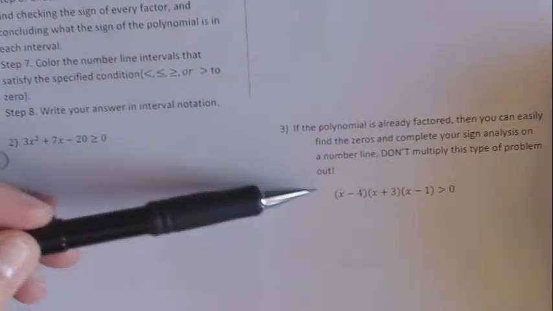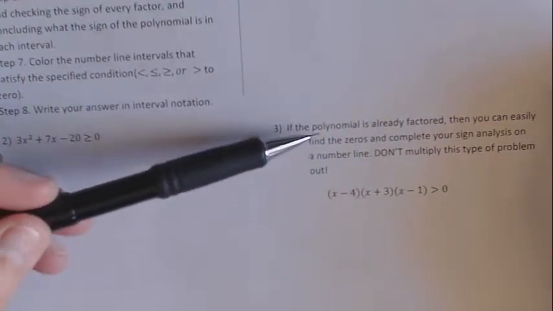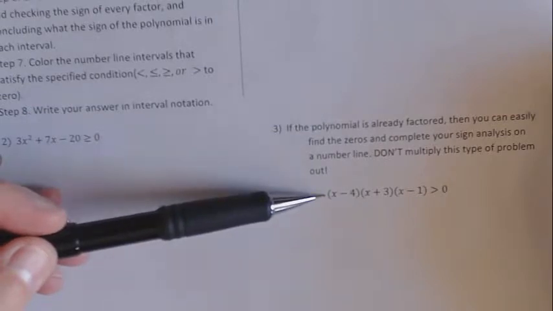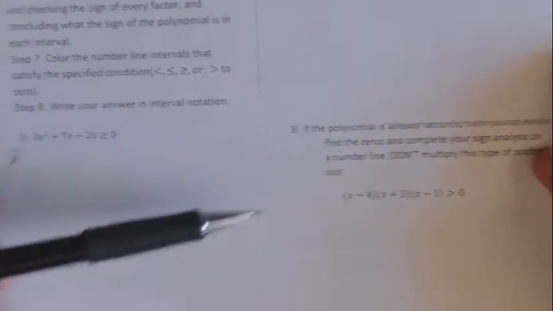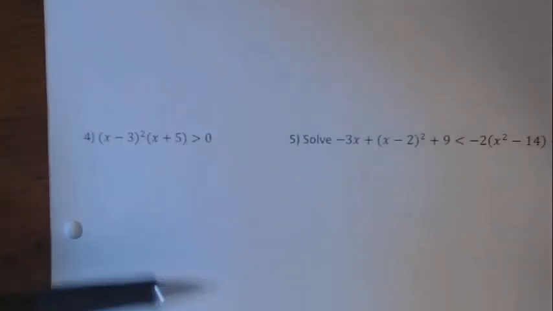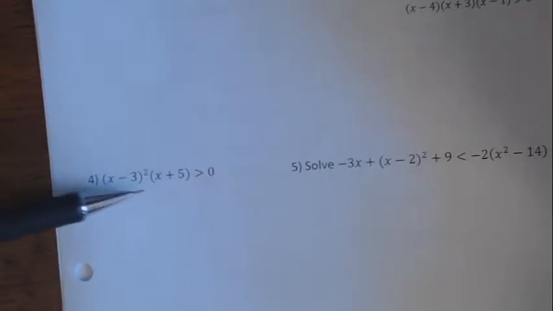Number 2 is a quadratic. Number 3 is new. It's not quadratic. It's a polynomial. It's degree 3, but it's already factored. So you don't have to multiply anything out. You've already got it in factored form. You're just going to find the zeros and then graph your number line.